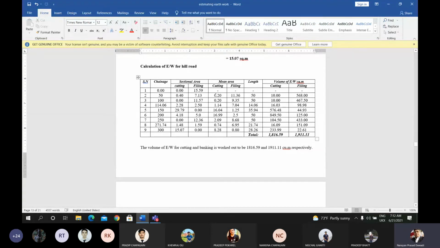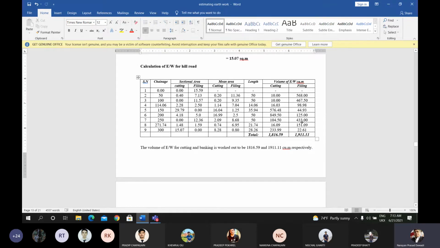Now multiply the cutting mean area with the length, multiply the filling mean area with the length, and put them in the respective column for the volume of quantity of earthwork calculated for cutting and filling respectively. Okay. Now 50 into 0.20, 10 square meter, 10 cubic meter. 11.36 into 50, 568 cubic meter. Now 0.2 into 50, 10. 9.35 into 50, 467.5. 1.14 into 14.06, 16.03. 7.04 into 14.06, 98.9.